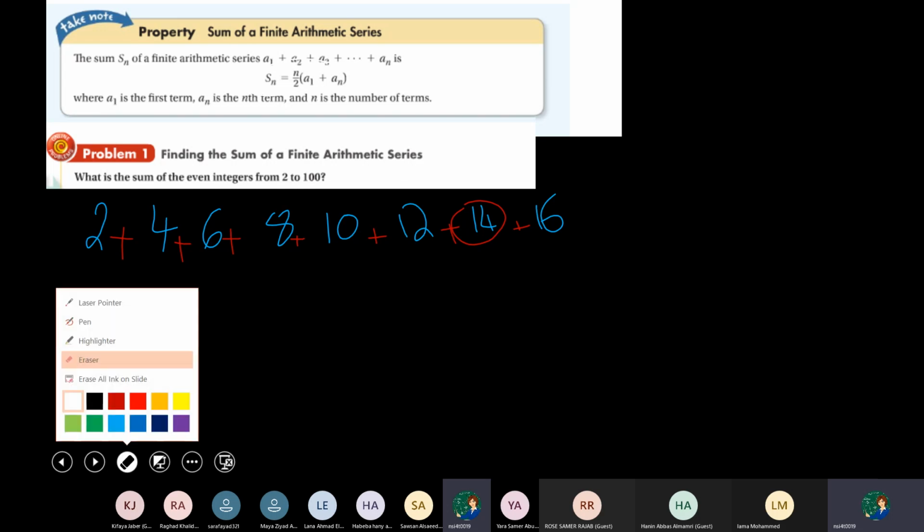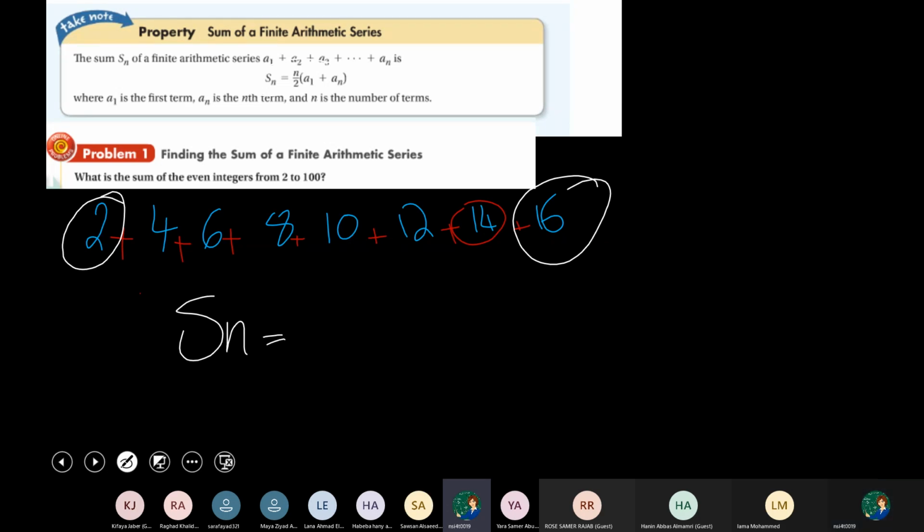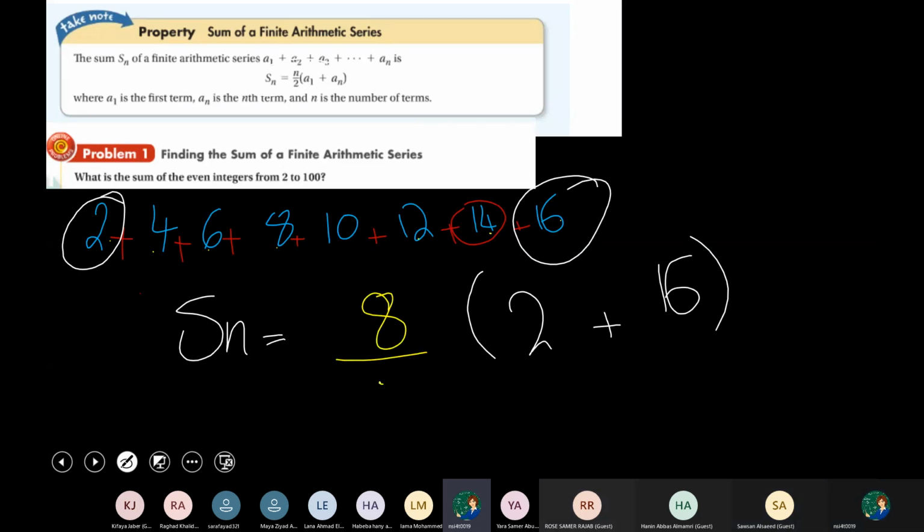Let's see this one here. Now go back to my example. What is my first term? It is 2. And what is my last term? 16. So if I want to use this formula, the first term is 2, the last term is 16, then how many terms are there? What is the number of the terms? 8. 1, 2, 3, 4, 5, 6, 7, 8. So 8 over 2.